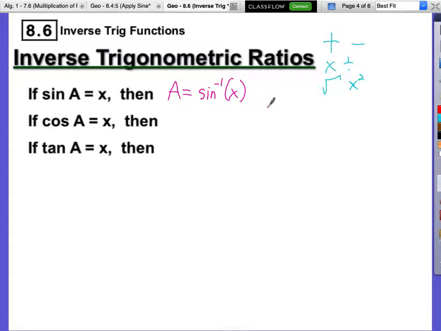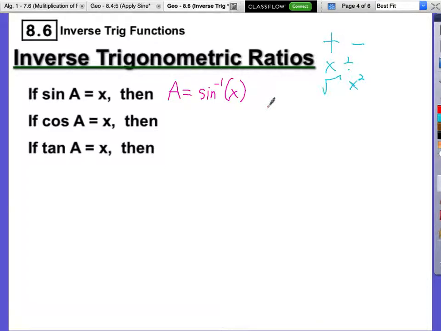It looks like capital A equals sine to the negative first x. But what that notation means, that -1 just means it's the inverse function. That's how we write inverse sine. We read this as inverse sine, even though we write it sine to the -1 power. That's just saying it's the opposite function. So angle A would then be equal to the inverse sine of x.